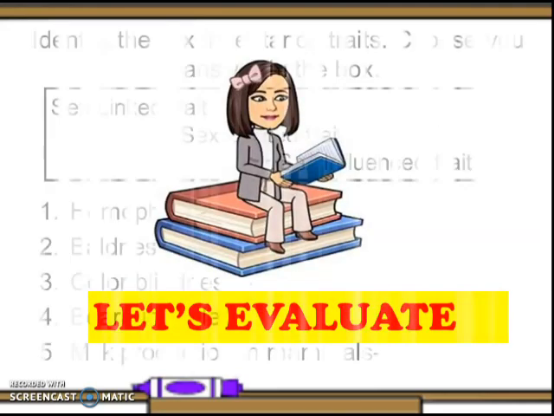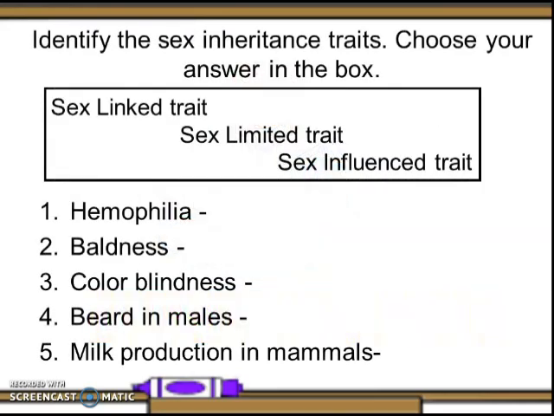Let's evaluate. Identify the sex inheritance traits. Choose your answer in the box: sex-linked trait, sex-limited trait, and sex-influenced trait. Number 1, hemophilia. Number 2, baldness. Number 3, color blindness. Number 4, beard in males. And number 5, milk production in mammals. You may pause the video to answer this.